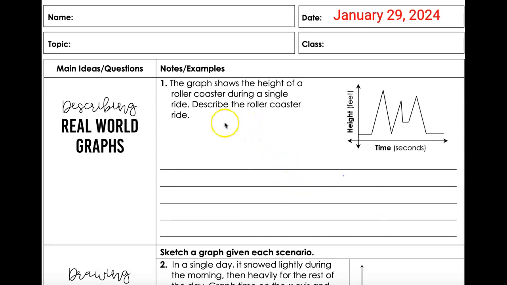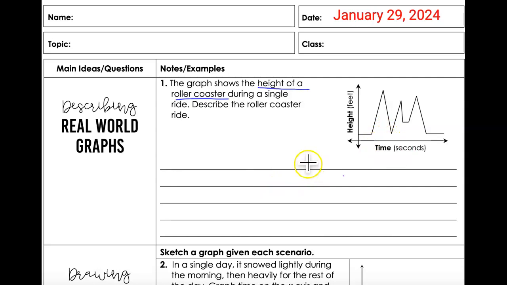We're going to start with this first example here, where they're giving us a graph. We have time on the bottom, seconds going on our x-axis, and we're told here the graph shows the height of a roller coaster during a ride. So that's why we have height going along the side. The higher up the graph goes, the higher the roller coaster is. And then when it drops down, that means the roller coaster is falling down.